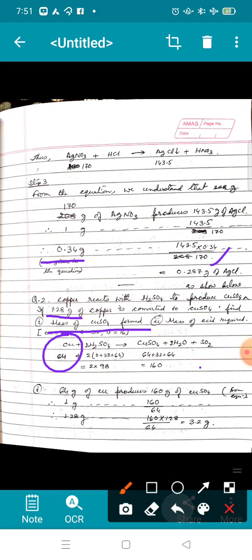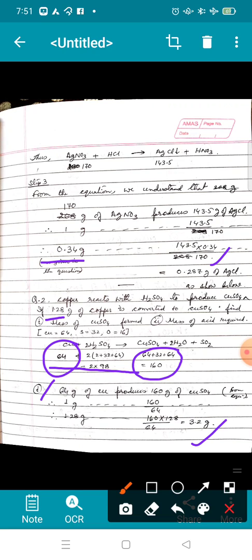Now let us see how we solve the first part. From the equation we understand 64 gram of copper produces 160 gram of copper sulphate. So that is your first statement. Therefore, 1 gram of copper will produce 160 by 64 gram of copper sulphate. Then you go to the given quantity. 1.28 gram of copper will produce how much copper sulphate? So it's coming out to be 3.2 grams.